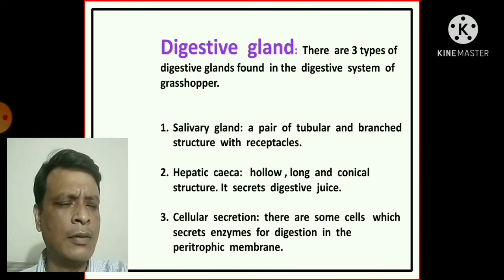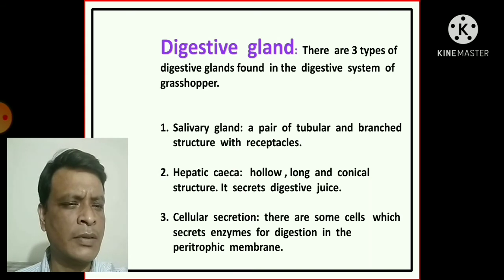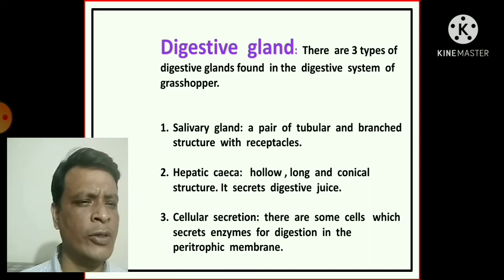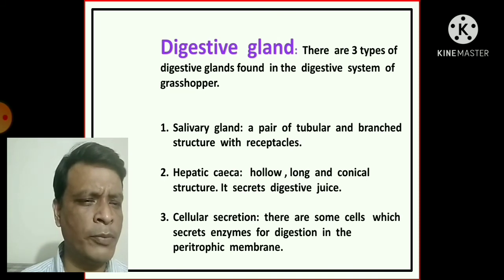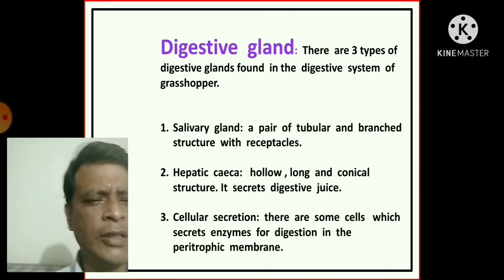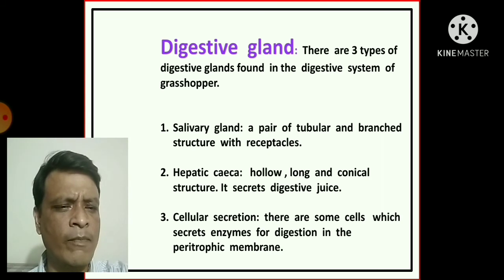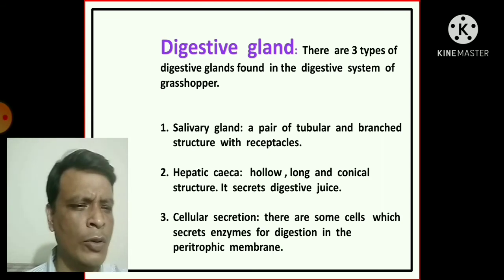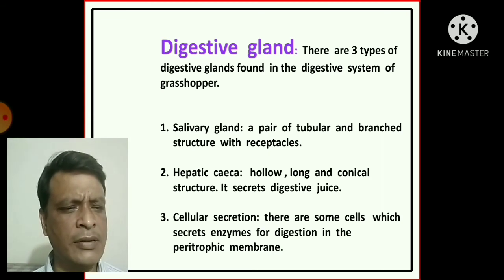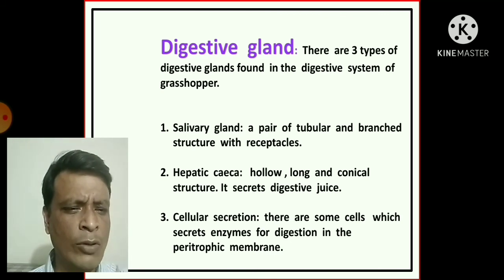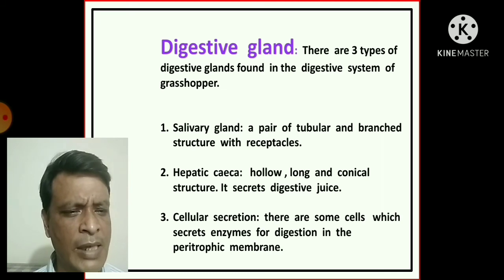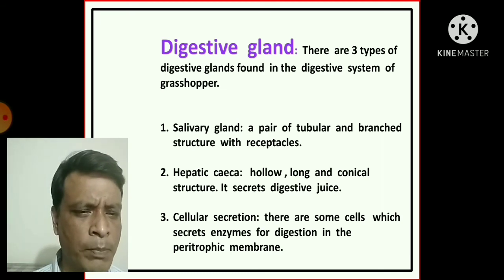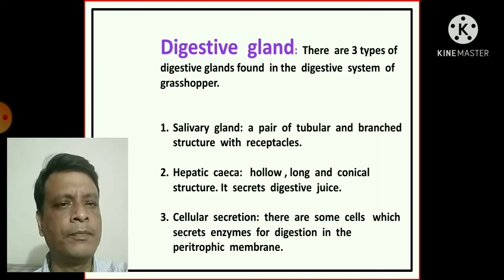Digestive glands. There are three types of digestive glands found in the digestive system of the grasshopper. Salivary glands, a pair of tubular and branched structures with a receptacle. Hepatic ceca, hollow, long, and conical structures. It secretes the digestive juice. Cellular secretion. There are some cells which secrete enzymes for digestion in the peritrophic membrane.